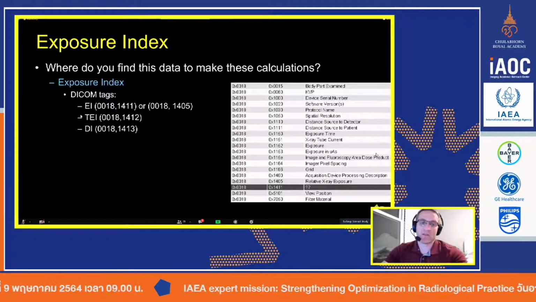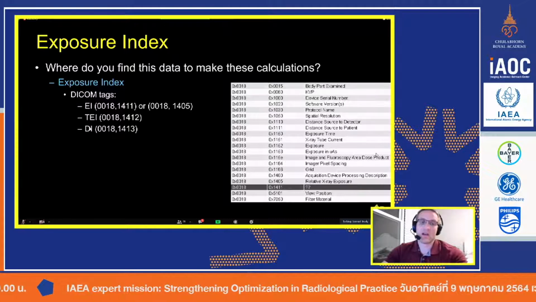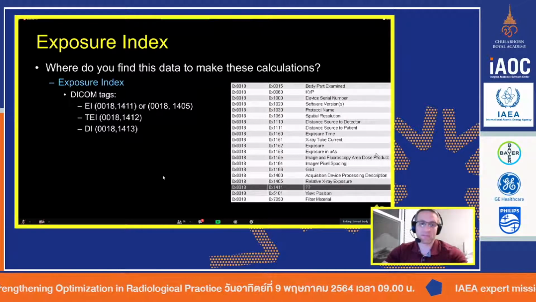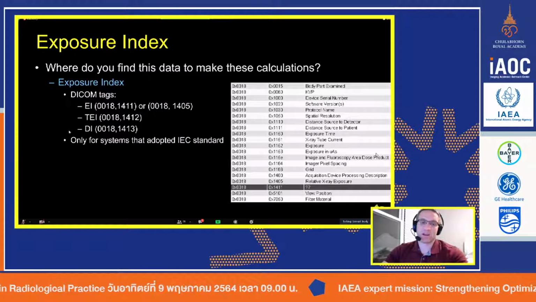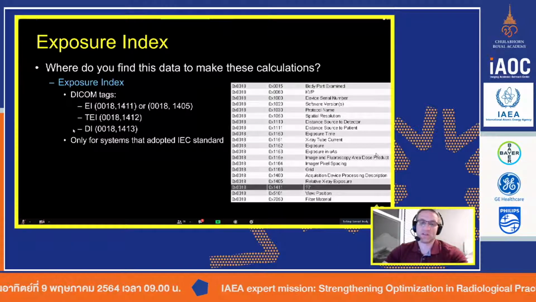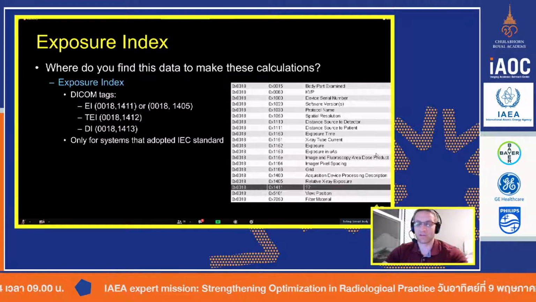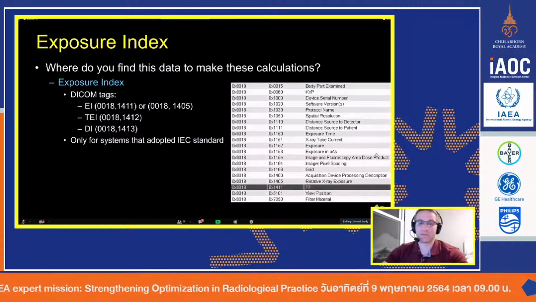And then obviously, if I have a target EI set in my system, I will be able to calculate DI. You would look at 18,1413, which obviously I don't have. These are the DICOM tags that you will find on IEC standard or compliant X-ray units, which should be basically all of them, especially modern ones.